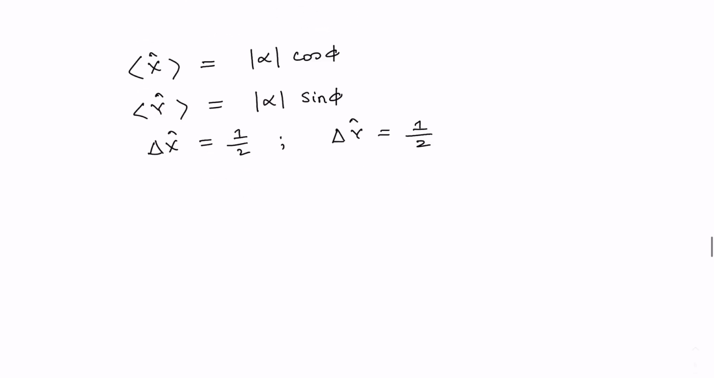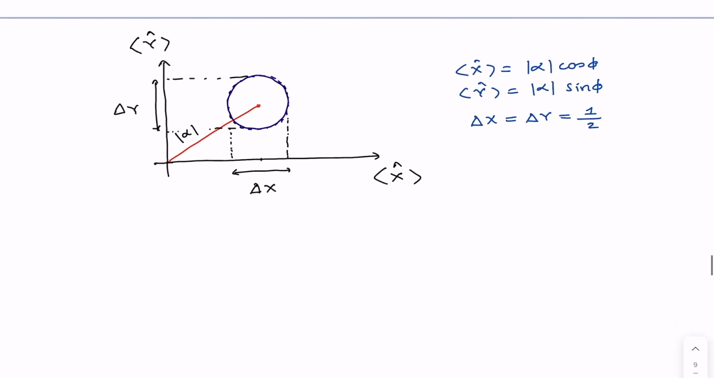These results can be expressed through an xy plot, and here you see you are getting a circle. These equations for the expectation value of the quadrature operator x and quadrature operator y give you an equation for a circle, and this circle is at a distance mod alpha from the origin, and this angle is phi, and the width of the circle in x and y both is 1/2. Let me now quickly talk about the vacuum state, and then you will see the importance of this particular plot.